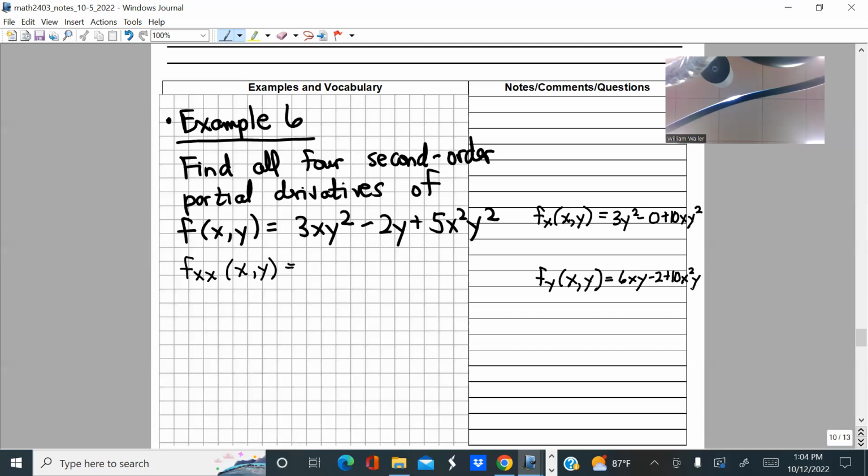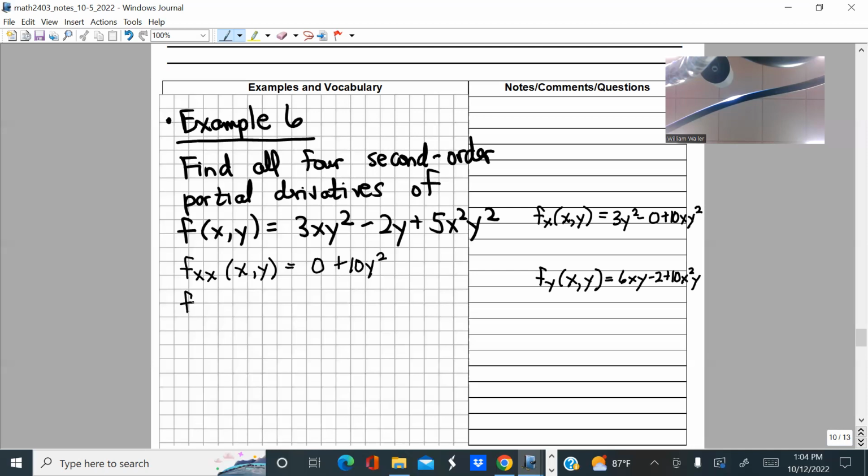Now let's take the partial again with respect to x. So you look at the first partial with respect to x, and then differentiate again with respect to x. Let's differentiate that formula with respect to x. What happens in the first term? You get 0, which is meaningless. And then here we get 10y squared.